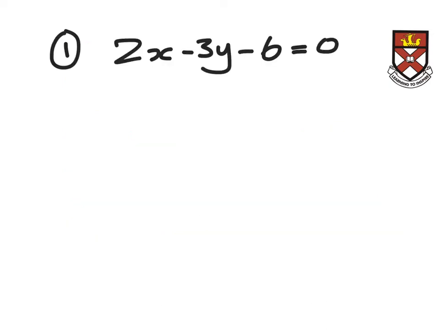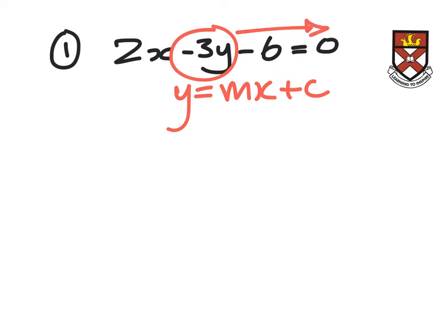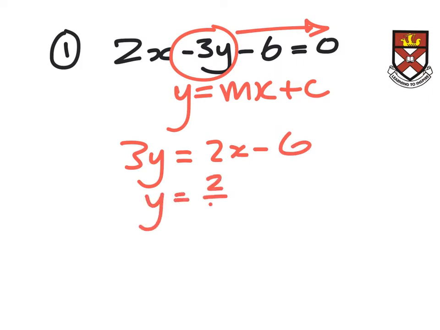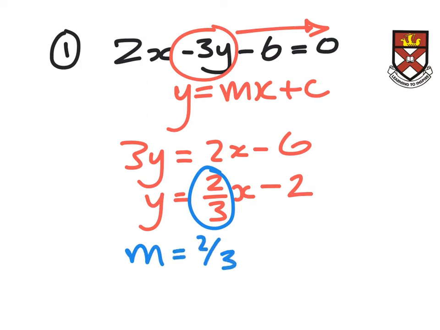So, question 1. A line is perpendicular to this line, so we need to rewrite it as y equals mx plus c first of all. So I'm going to take the 3y over, and that's going to give me 3y equals 2x, take away 6, then divide by the 3, to get y equals 2/3 x, take away 2. That then tells me that the gradient of this line is 2/3. So the perpendicular gradient must be negative 3/2.